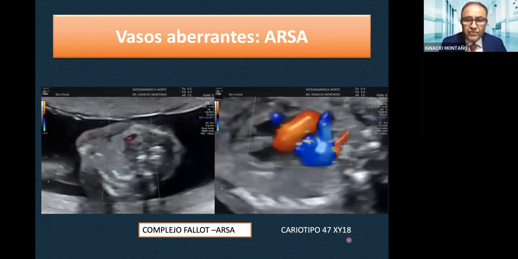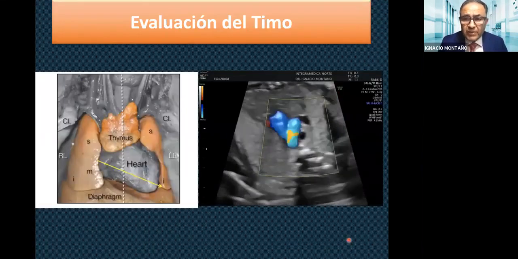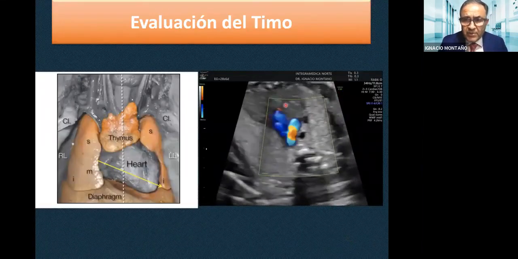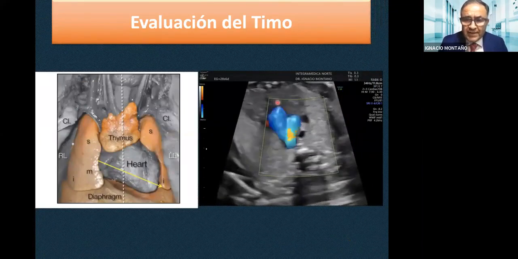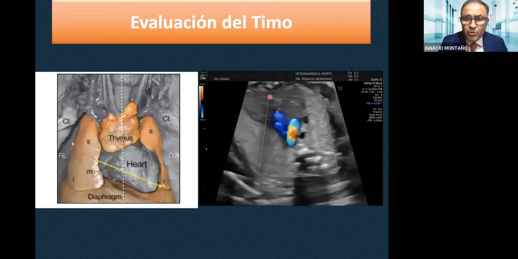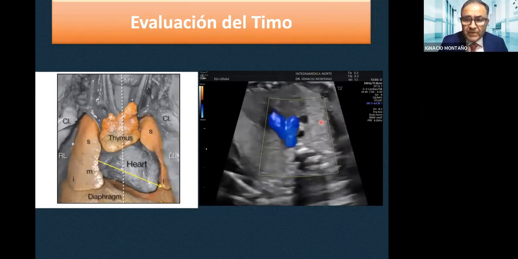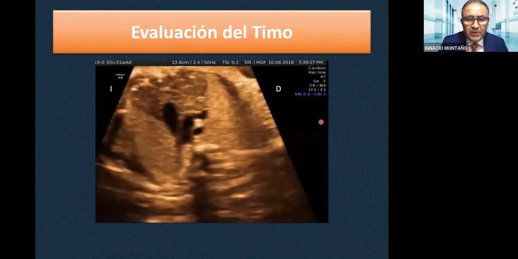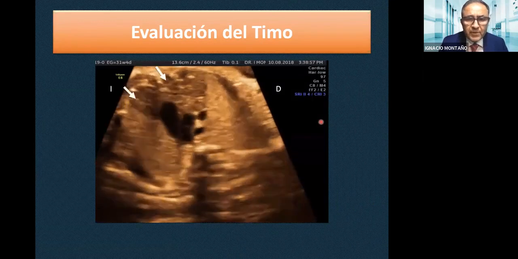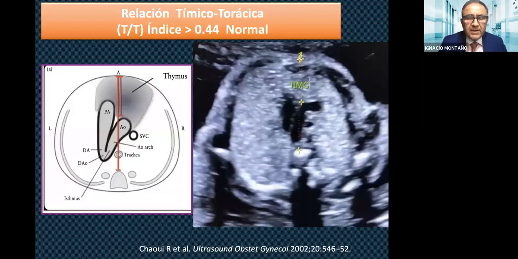We can also evaluate the thymus in the three-vessel trachea view, and the thymus is a structure that is located behind the sternum and above the great arteries. On ultrasound it appears more hypoechoic than the lung, which is more refringent. We can assess the size of the thymus, and by applying this method, we can more accurately assess its size. Here, the thymus can be clearly seen to assess its size using a thymic-to-thoracic ratio that was proposed by Cowie.